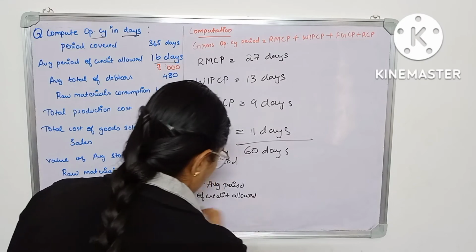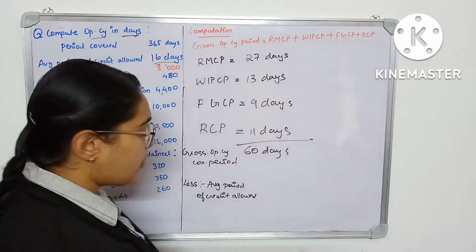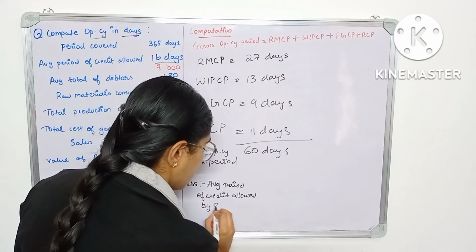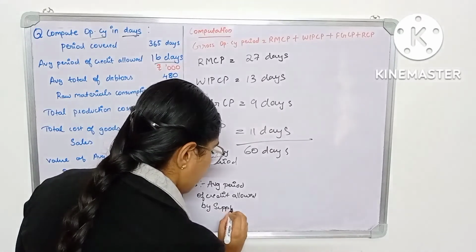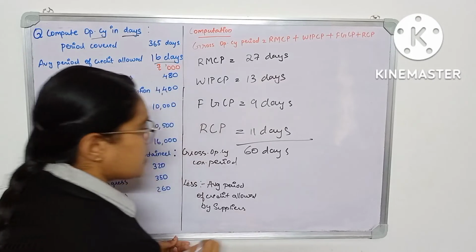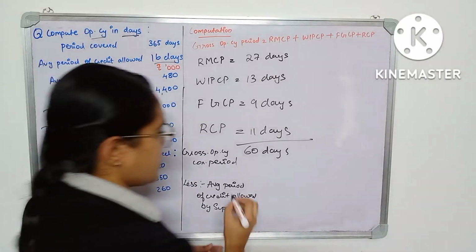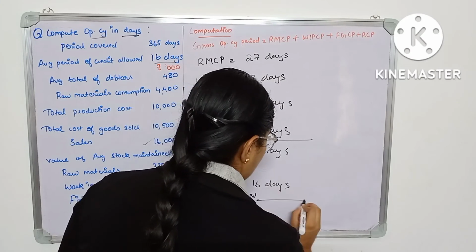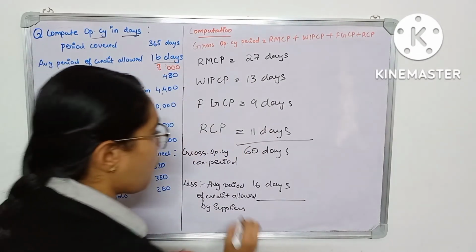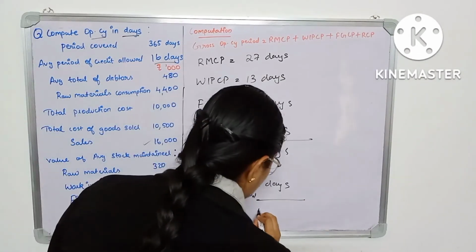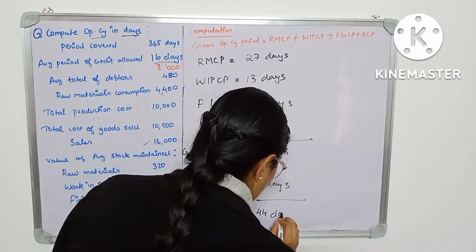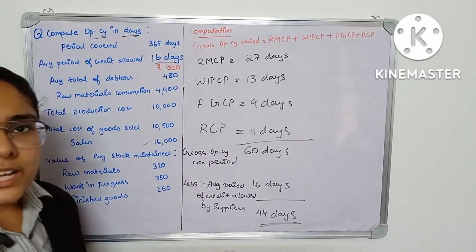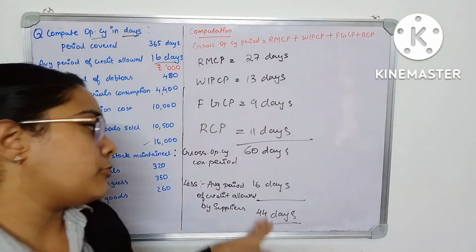It is allowed by whom? By your creditors, or you can say suppliers. So it is 16 days. When you subtract that, how much will you get? 44 days. So the operating cycle conversion period is 44 days.